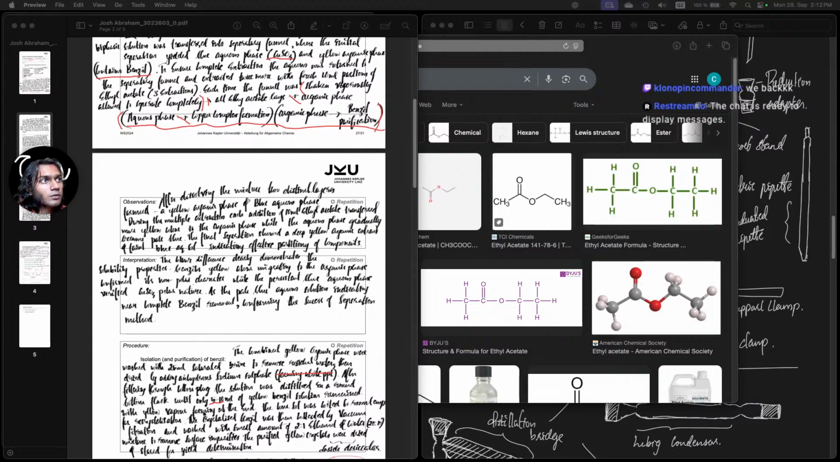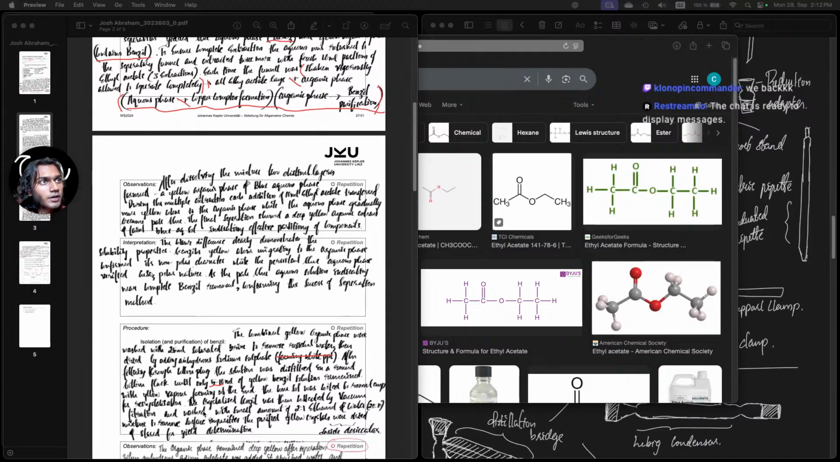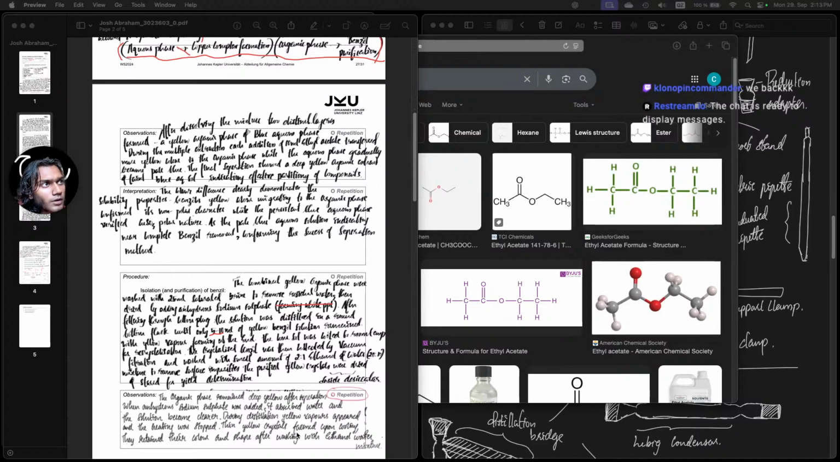Procedure: the combined yellow organic phases were washed with 25 milliliters of saturated brine to remove residual water, then dried by adding anhydrous sodium sulfate. After filtering through a cotton plug, the solution was distilled in a round bottom flask until 5 to 10 milliliters of yellow benzil solution remained, with yellow vapors forming at the end. The concentrated solution was cooled to room temperature for recrystallization. The crystallized benzil was then collected by vacuum filtration and washed with a small amount of 2:1 ethanol and water.